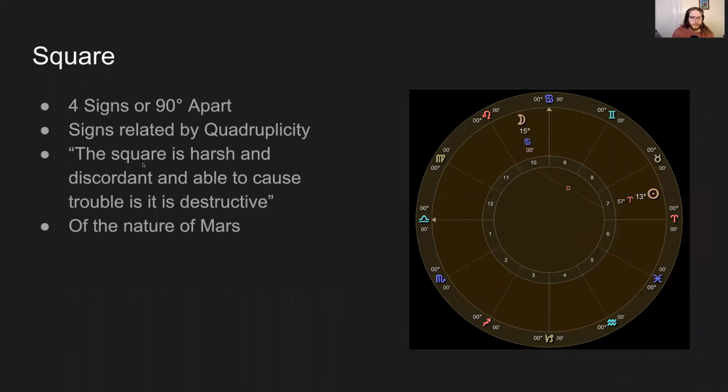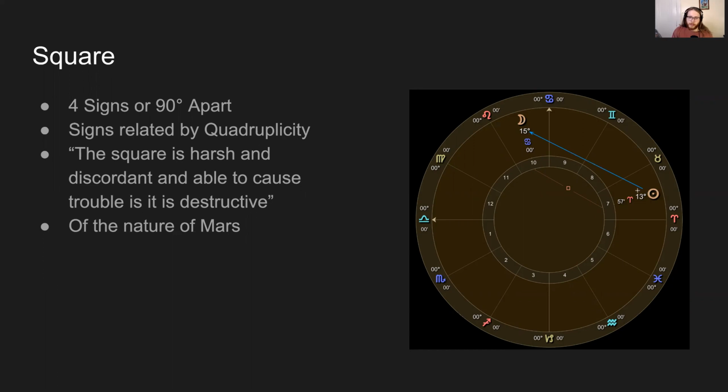The next one that we're going to look at is the square. So the square is 4 signs or 90 degrees apart. So again, we have the sun and the moon. We have the sun in Aries, square to the moon in Cancer. These signs are related by quadruplicity or modality. So these are both cardinal signs, but you see they differ by gender and they differ by element. So this is a little bit more of an antagonistic relationship. Porphyry says the square is harsh and discordant and able to cause trouble if it is destructive.